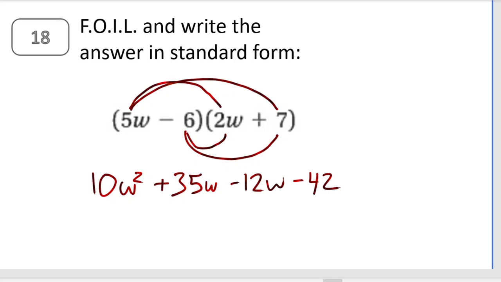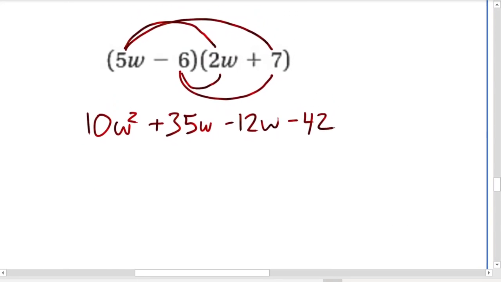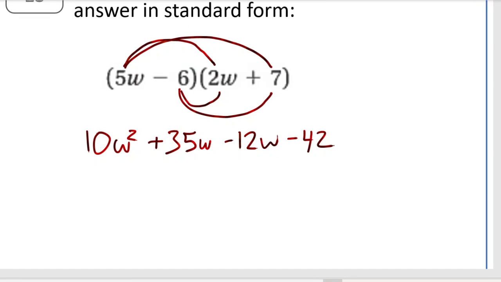Alright, so we have FOILed it. For it to be in standard form, we have to combine any like terms. Usually your two middle terms are the two that are going to have the same variable with the same exponent behind it, so we can combine those. If we have 35 and we take away 12, I think we're left with 23. And we're talking about w, so keep the w behind.